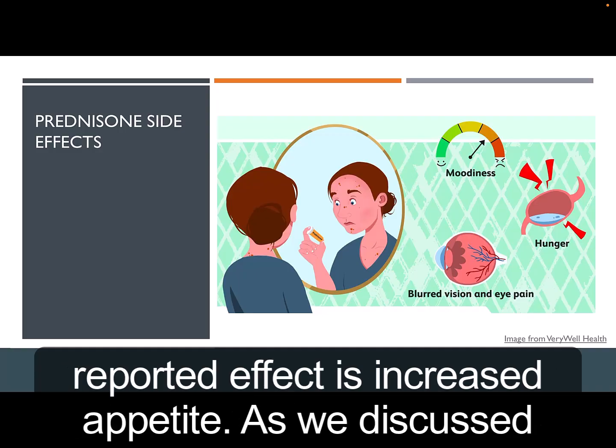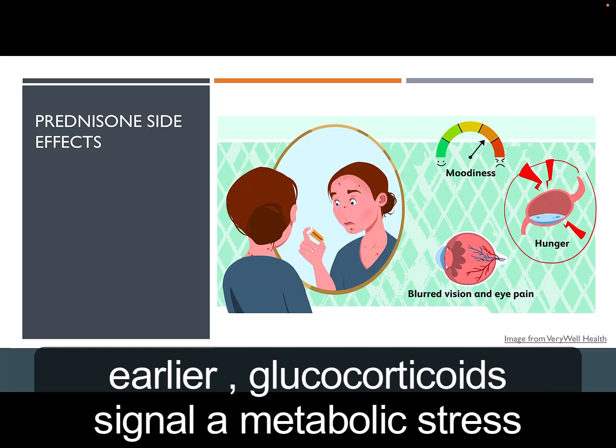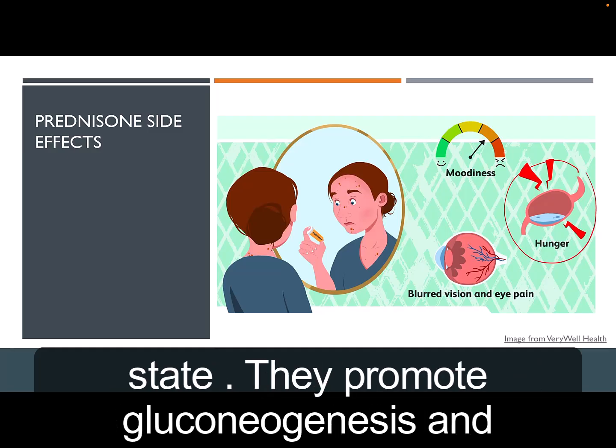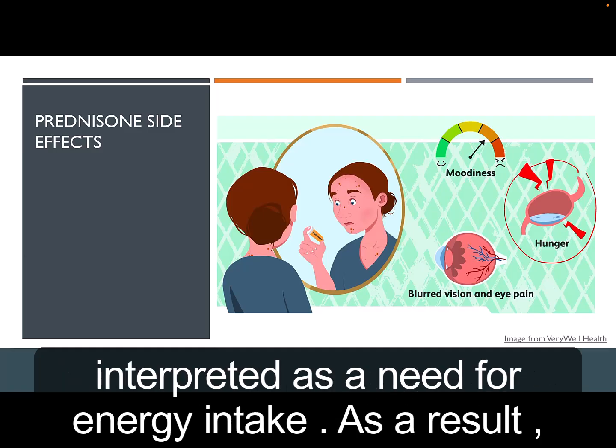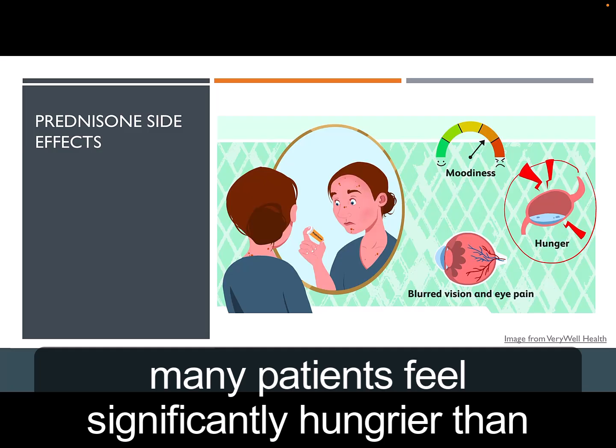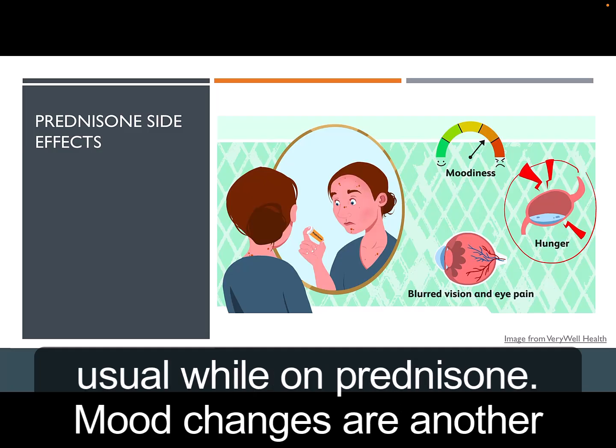One commonly reported effect is increased appetite. As we discussed earlier, glucocorticoids signal a metabolic stress state. They promote gluconeogenesis and increase circulating glucose. And in the brain, this is interpreted as a need for energy intake. As a result, many patients feel significantly hungrier than usual while on prednisone.